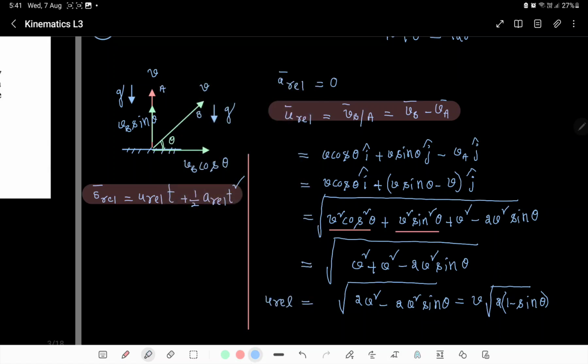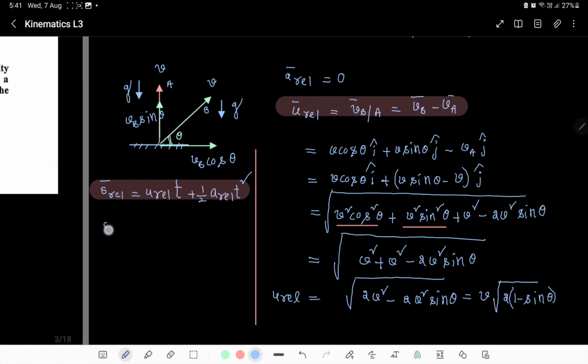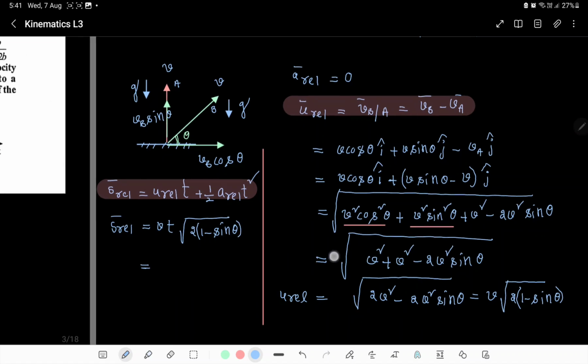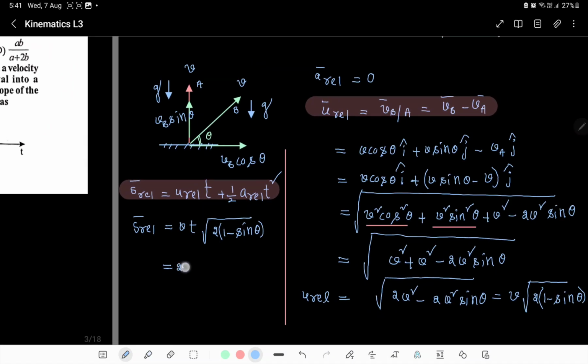Therefore this S relative is equal to U relative, which can be written directly as V t times the square root of 2 into (1 minus sin theta). Do the calculation: V is given as 25, multiplied by T, given as 1.7, times the square root of 2 into (1 minus sin theta).